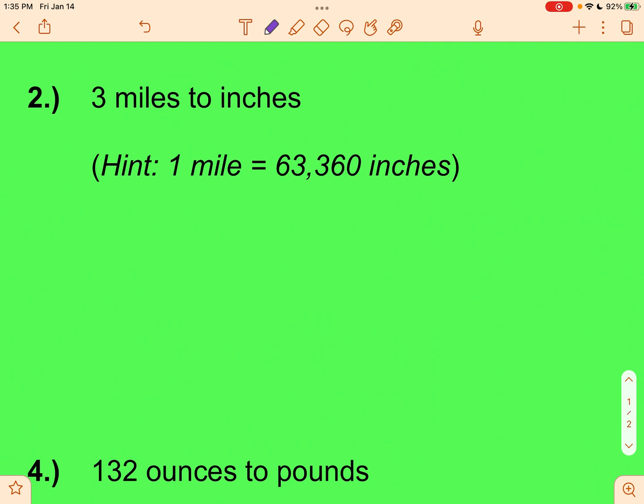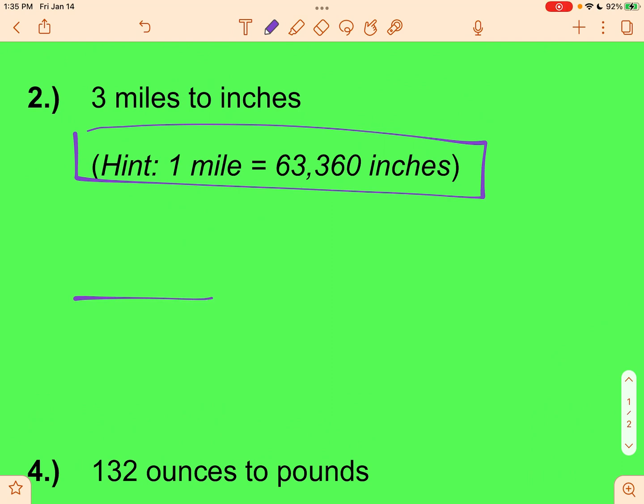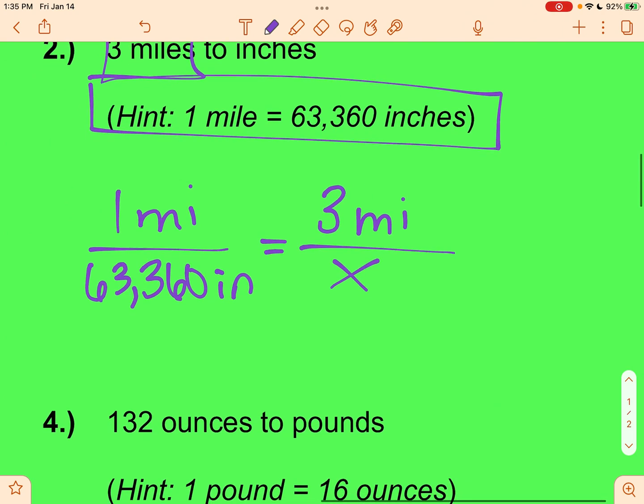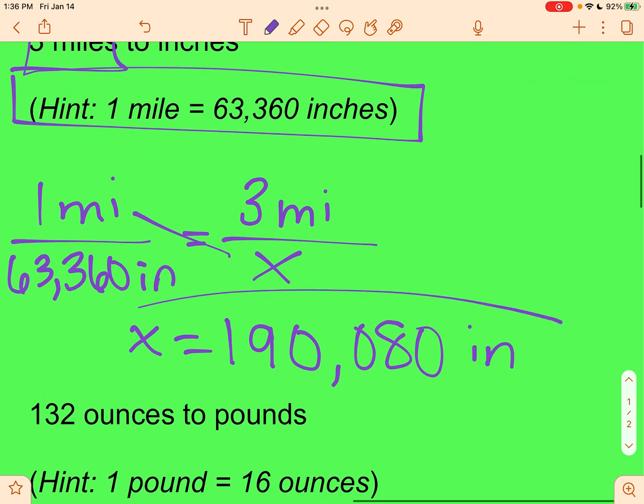This time we have 3 miles to inches. 1 mile is the same as 63,360 inches. I like to use this first ratio, our hint, as your first fraction. So we have 1 mile over 63,360 inches. And then we want to figure out 3 miles. That goes on the top because that's where our miles are, and x goes on the bottom. So now we cross multiply. 1 times x is just x. Now you're going to want a calculator for this because I don't know what 63,360 times 3 is. When I type that in on my calculator, I get 190,080, and we are talking about inches.